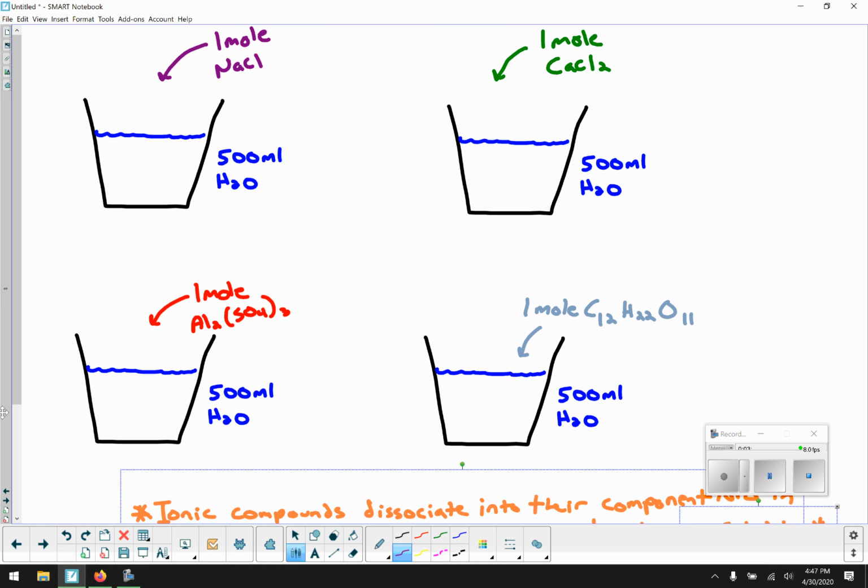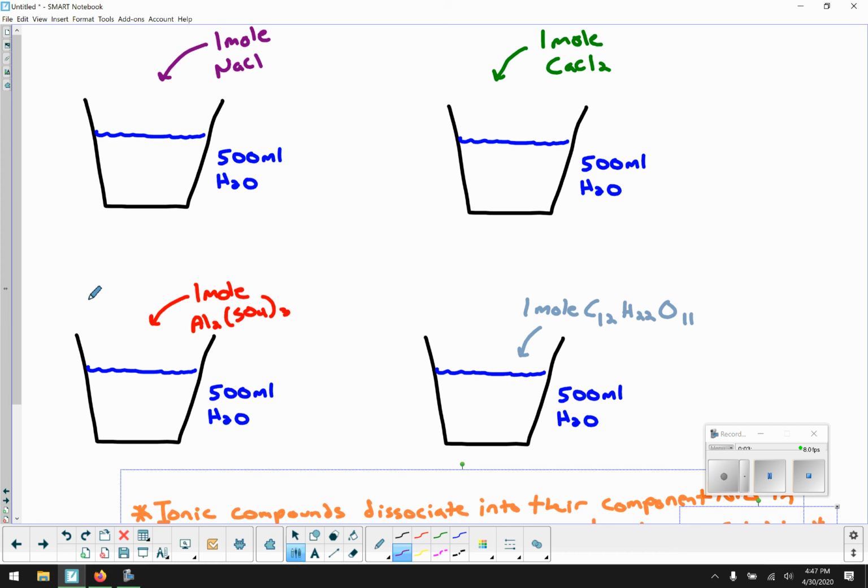Okay, so here I have four, again, awesomely drawn cups containing half a liter, 500 milliliters, of water. It's the same amount of water in each one. And I'm going to put into them 1 mole of these various substances. But it's not going to have the same effect, and there's a reason for that.